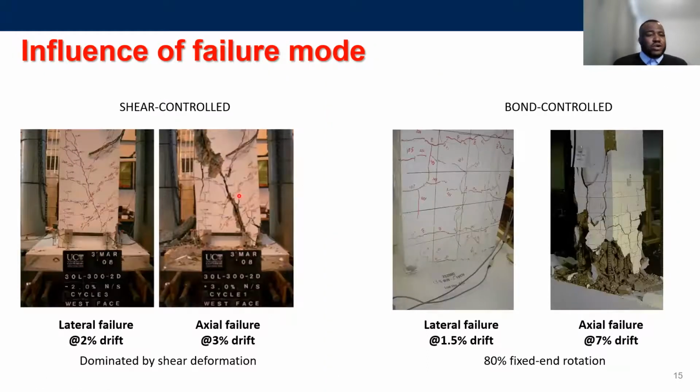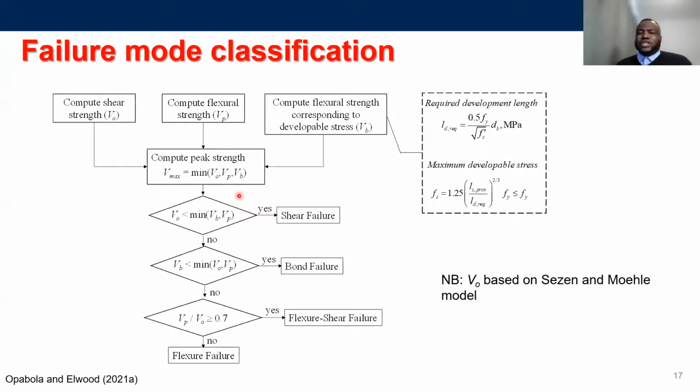So like I mentioned before, when you have a short splice, it does not mean you'll be bond controlled. In certain cases, you could actually be shear controlled. So it's important to identify your failure mode first before you then choose how to capture them, as well as ensure that what you're using to capture them is adequately doing the job. So what is typically done is using a strength-based approach in which you are comparing 3 strengths. The first strength is your shear strength. The second is your flexural strength, while the third strength is the lateral strength corresponding to the developable stress in your tensile splices.